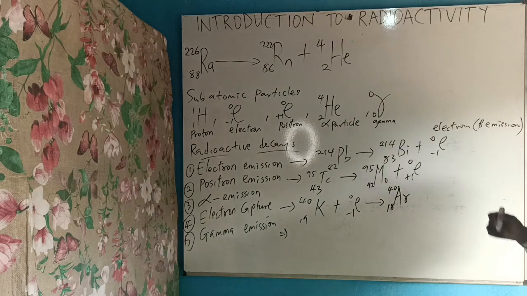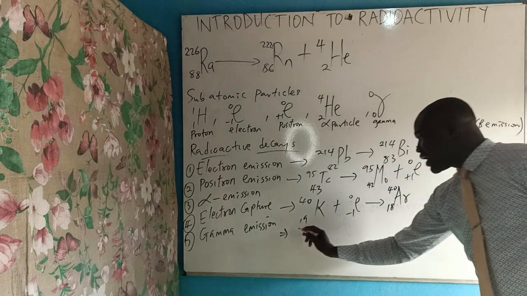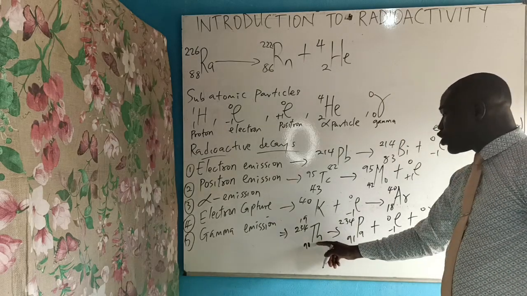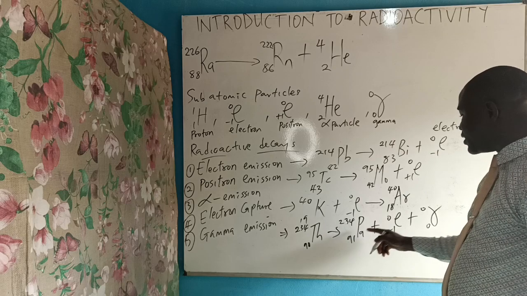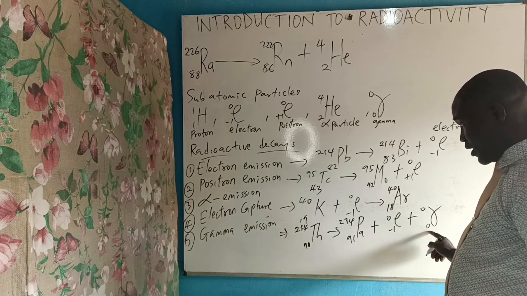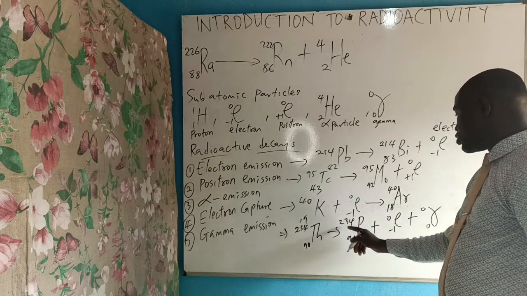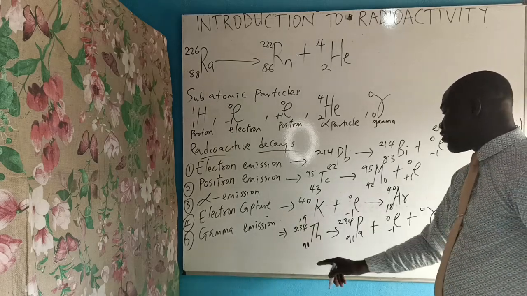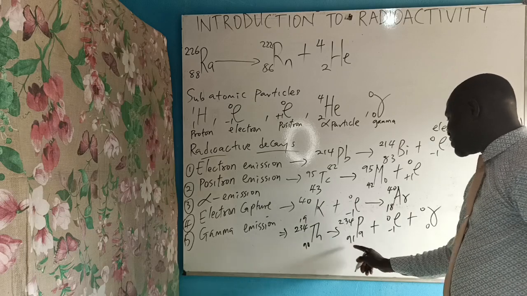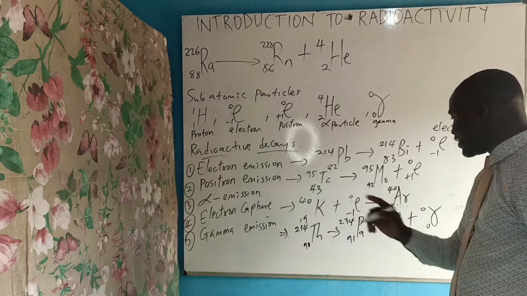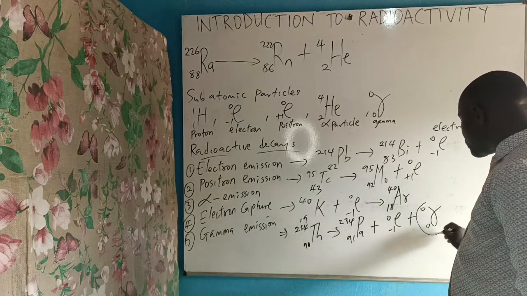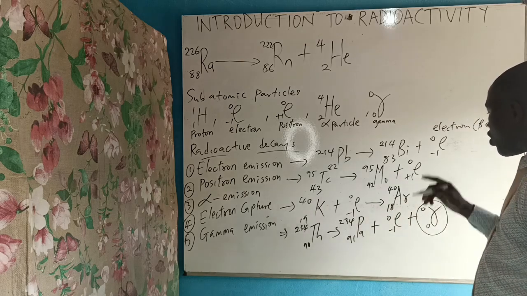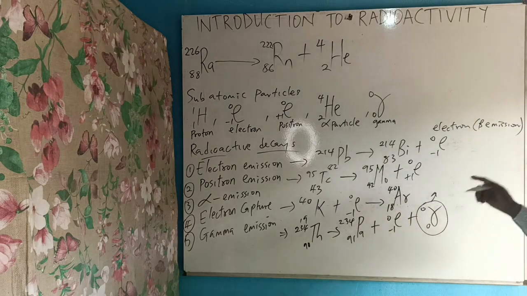Then for gamma emission, it means that the radioactive element disintegrates to release gamma. And how does it happen? We give an example. This is called thorium. This thorium disintegrates to release an electron and gamma. This is 234, 234 plus this will give you 234. 90, this is 90, 91 minus this, 90 plus this, 90. That means it's producing what we call gamma particles or gamma ray.